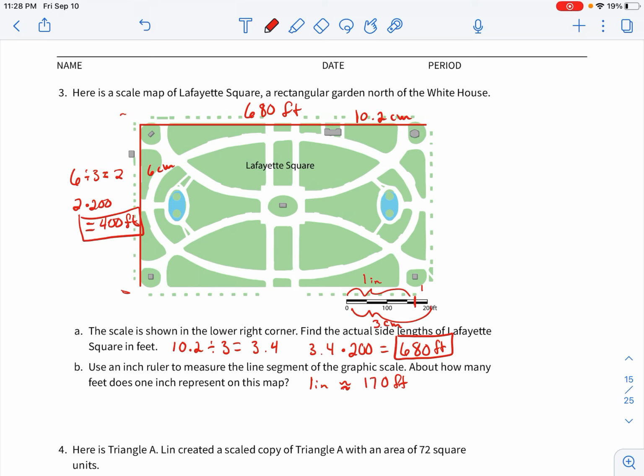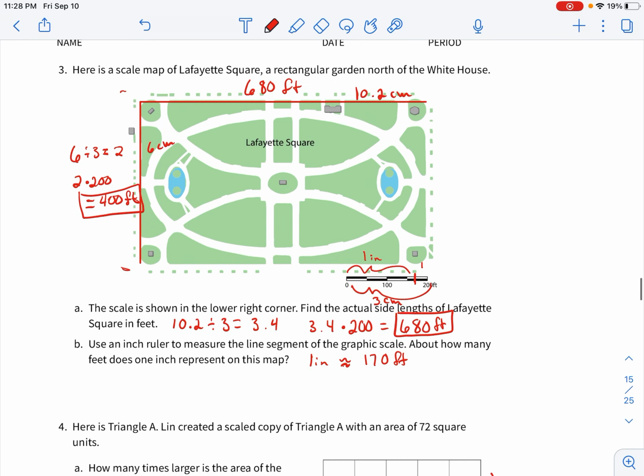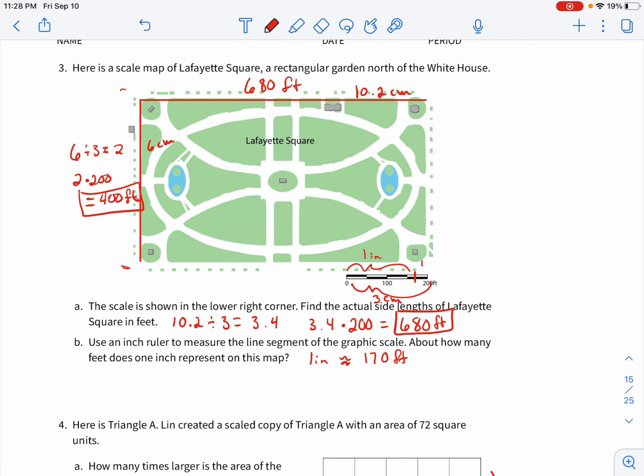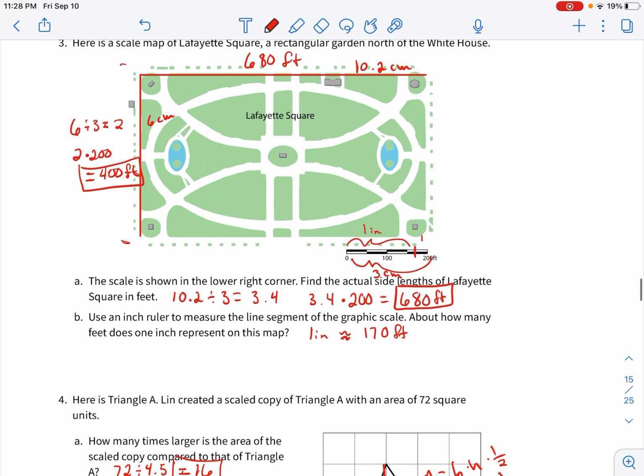I'm going to follow the same steps here with the width of Lafayette Square. So I measured it was 6 centimeters. 3 centimeters can go into that twice. So I have this length down here on the scale of 200 feet twice. So that would be 2 times 200, which gives me 400 square feet. Or sorry, not square feet, but 400 feet.